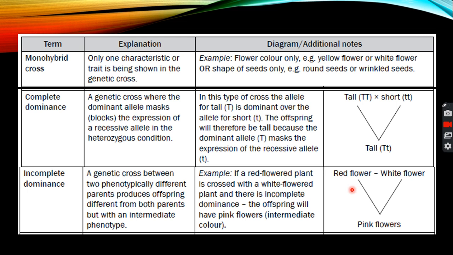An incomplete dominant is a genetic cross between two phenotypically different parents that produces offspring different from both parents, but with an intermediate phenotype. So when a child does not look like the father, and does not look like the mother either, but is a mix, we call that an incomplete dominance. We do get such things. You find that a child or your sister looks like neither the father nor the mother, because they are a mixture of both. For example, if a red flowered plant is crossed with a white flowered plant and there is incomplete dominance, the offspring will have pink flowers, which we call an intermediate color.